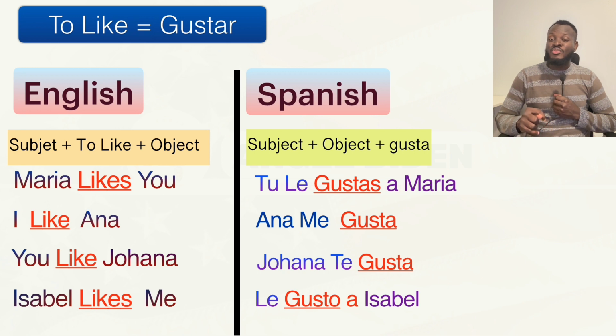Let's review. María likes you, le gusta a María. I like Ana, Ana me gusta. You like Joanna, Joanna te gusta. Isabel likes me, le gusto a Isabel.